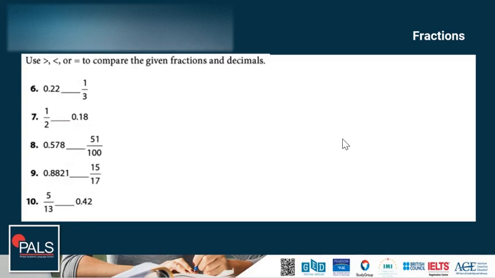Okay, another tryout. Use greater than, less than, or equal to compare the given fractions and decimals. Again, pause the video, answer questions 6 to 10, and then continue with the video to check your answers. Here are the answers. Number 6, less than. Number 7, greater than. Number 8, greater than. Number 9, less than. Number 10, less than. How many correct answers did you get?